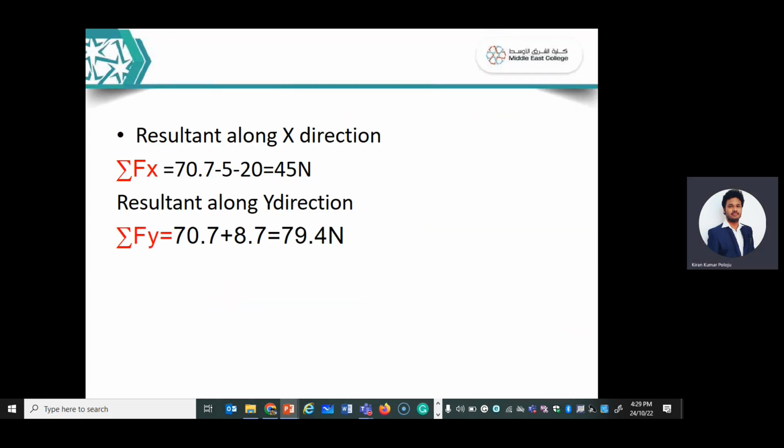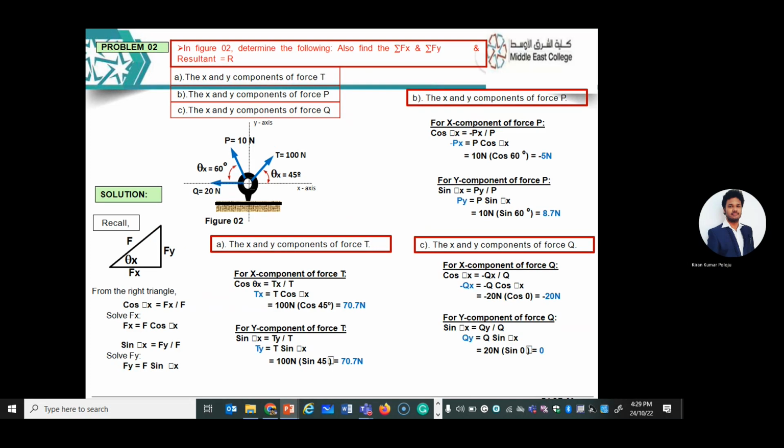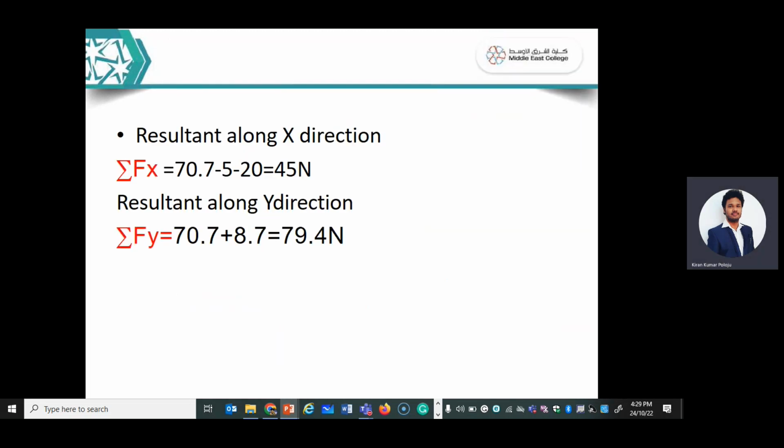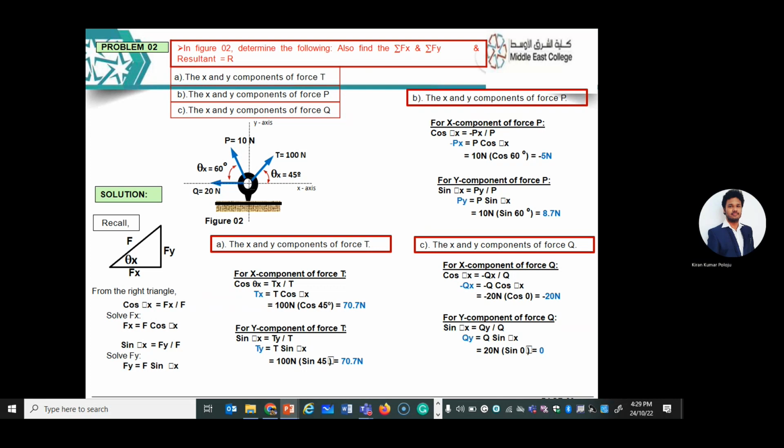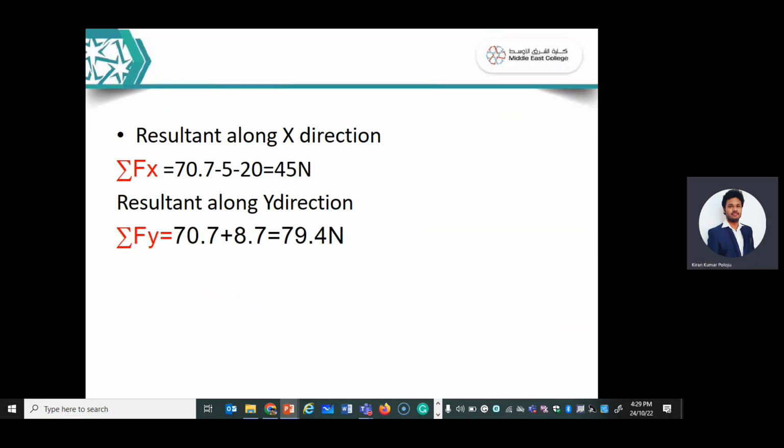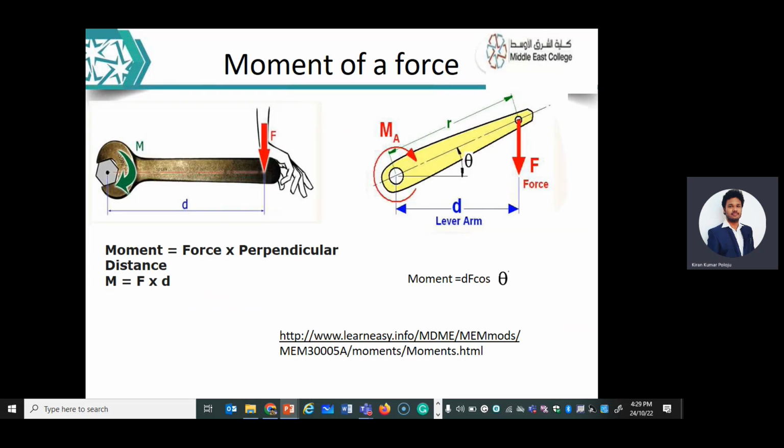Sigma Fx is equal to 70.5 minus 5 minus 20. Here you got 70, here minus 5 and here minus 20. Similarly for the Fy direction, 70.7 plus 8.7 and I think for this it is 0. So you have to add all the forces in the X direction and all the forces in the Y direction. Then you take the square root to get the resultant. Is it clear?